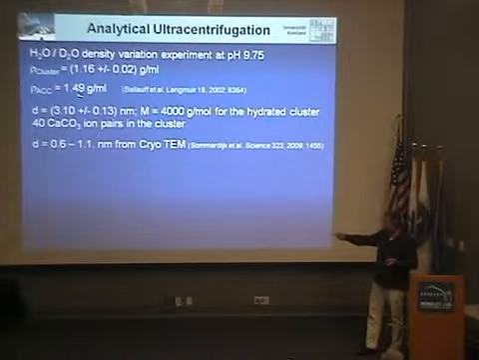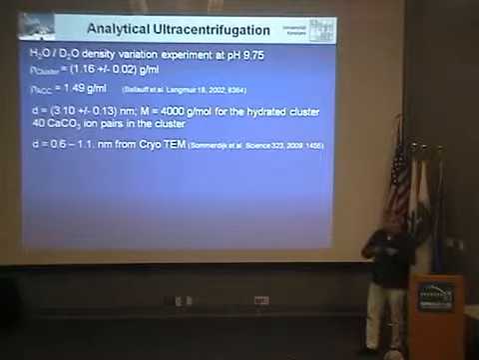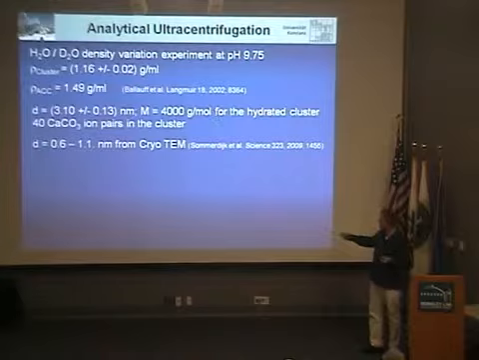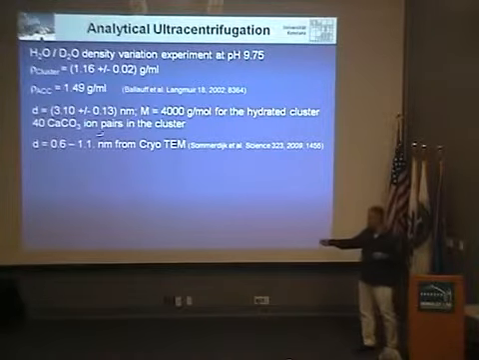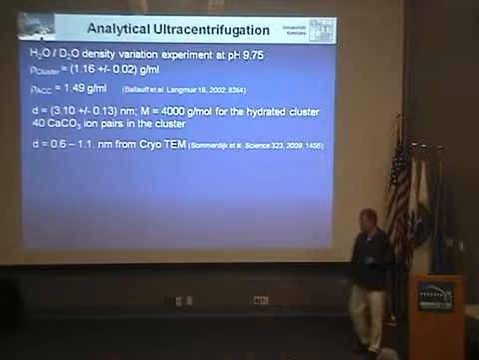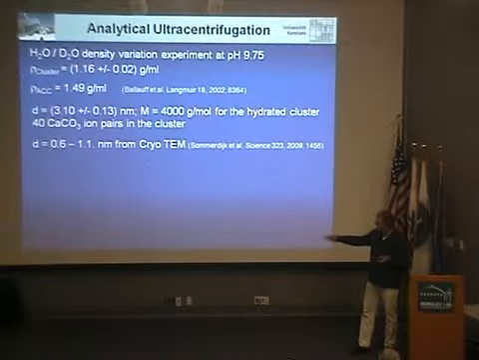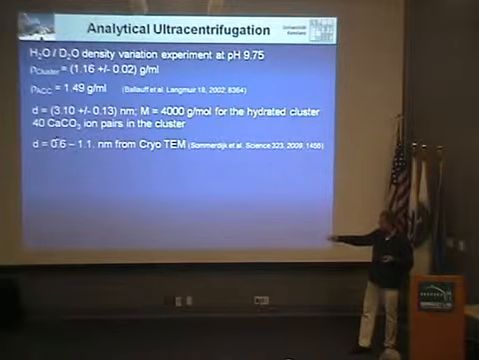If I know the density of the clusters, I can work out the size, which is about 3 nanometers. That's bigger than what you get out from electron microscopy. Molar mass is about 4,000 grams per mole. That means you have about 40 calcium carbonate ion pairs in the cluster. On the other hand, information from Nico Sommerdijk, cryo-TEM on the clusters, is that they are much smaller.